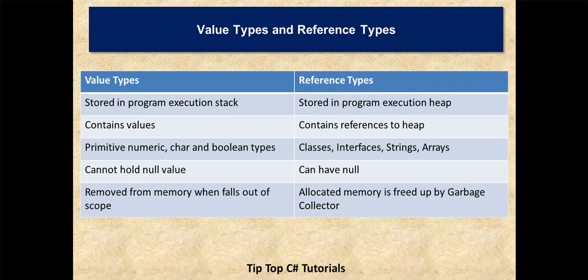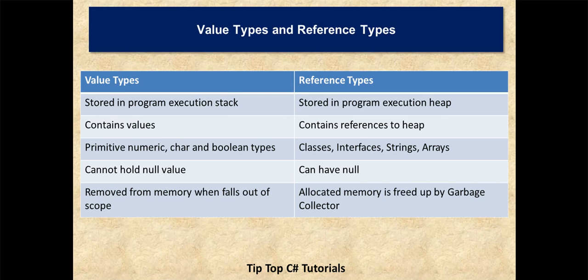So value types are stored in the program execution stack. Stack is the data structure where you can push and pop. Whereas reference types are stored in the program execution heap. In the .NET world, in the common language runtime, we call it the managed heap because it is managed by the CLR, common language runtime. And value types will directly contain the values, whereas reference types will contain references to the heap. The heap is nothing but dynamic memory which can be allocated for different objects. And this reference is nothing but a pointer, a memory address, which will eventually resolve to a location on the heap.